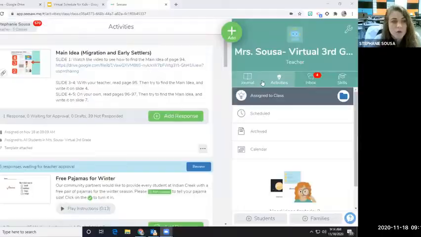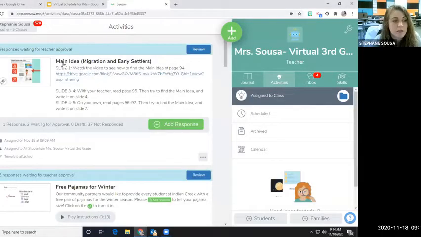We're going to continue on looking at the main idea of the pages that Mr. McKinney asked for us to look at. It's going to continue to explore what happened when the French came over to get new land in America. On your Seesaw, you have an activity which has been released to you called Main Idea, Migration and Early Settlers.